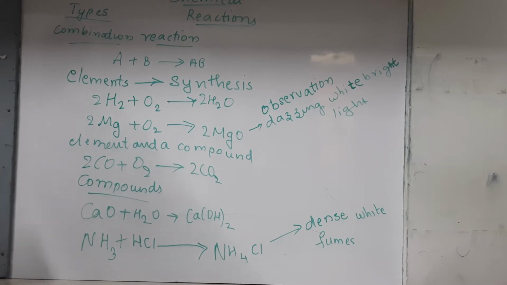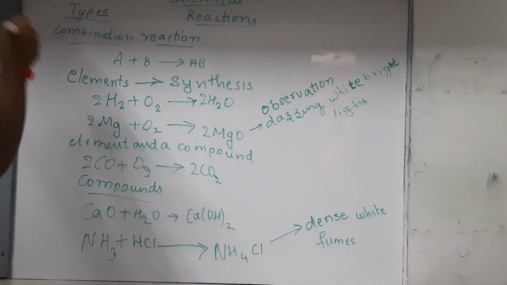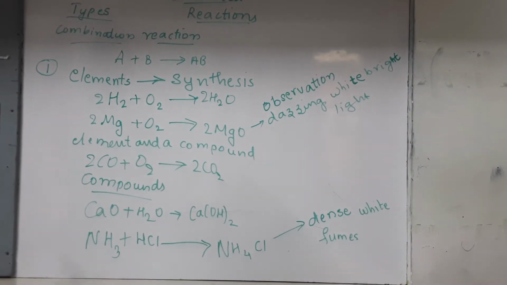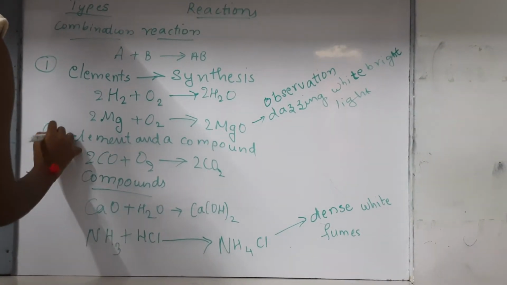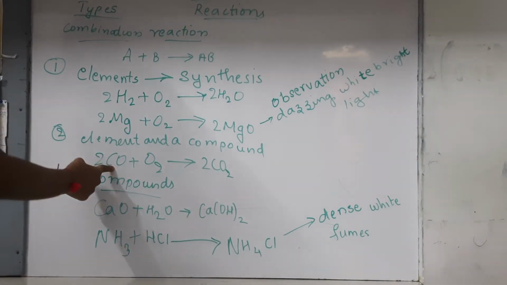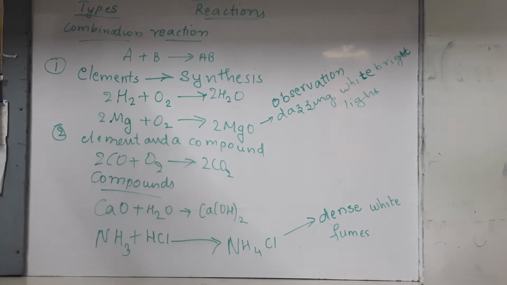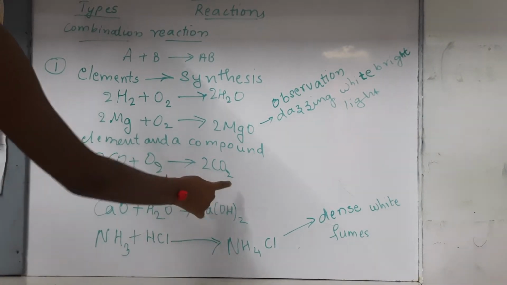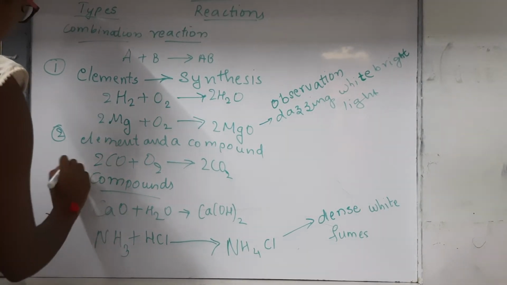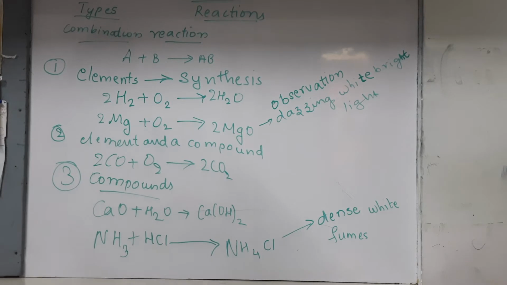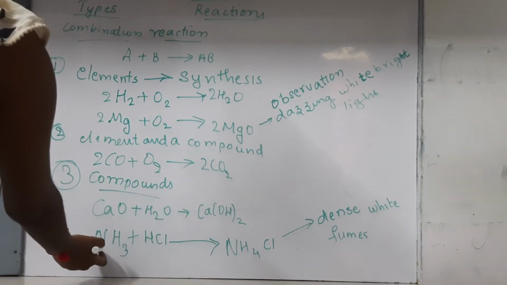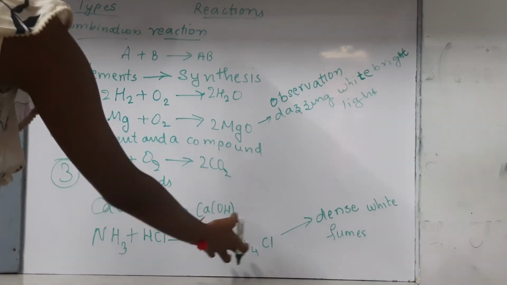So the first point is that a combination reaction can happen between elements. The second is between an element and a compound. For example, CO plus O2 gives CO2, that is, 2CO plus O2 gives 2CO2. And the third can happen between two compounds. CaO plus H2O gives Ca(OH)2, and NH3 plus HCl gives NH4Cl.